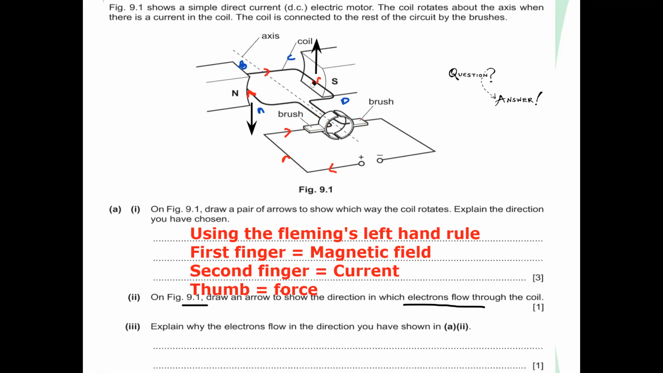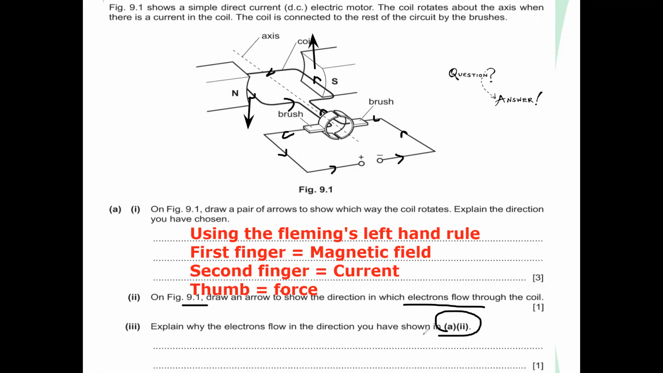Electron flow is always opposite to the direction of conventional current, and electron flow is always from negative to positive. Only the arrows which you drew for the first part should be there, then we have to show electron flow in the opposite direction. If they ask to draw an arrow to show the direction of current or conventional current, it should be from positive to negative. And explain why electrons flow in the direction you have chosen.